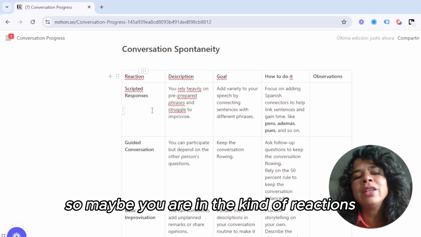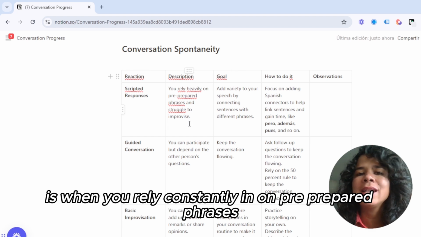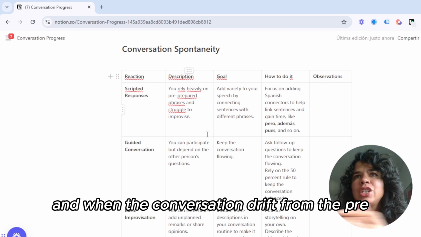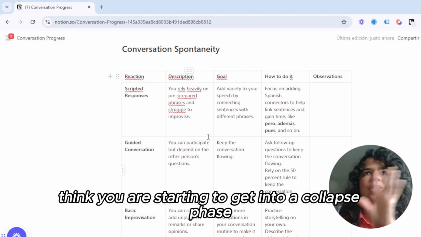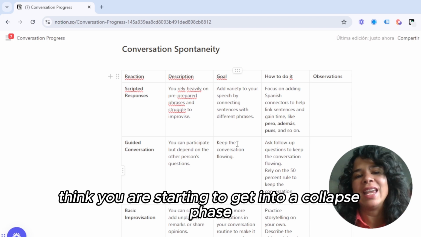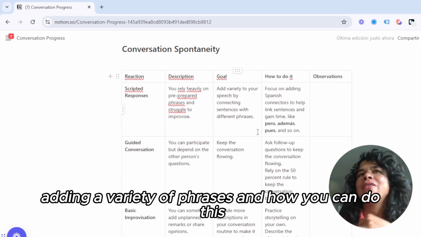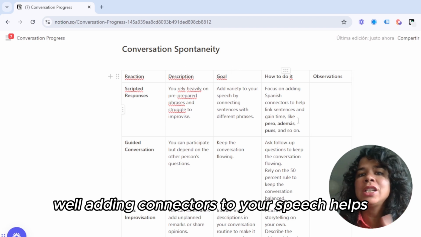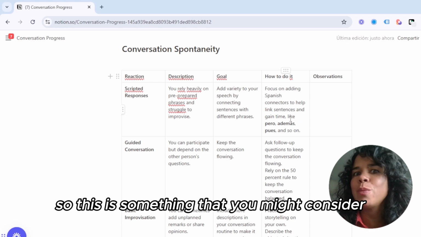So maybe you are in the kind of reaction I call scripted responses. It's when you rely constantly on pre-prepared phrases, so you struggle a lot to improvise. And when the conversation drifts from the prepared response, then you start to get into a collapse phase, right? So what is your goal here? Different phrases, adding a variety of phrases. And how can you do this? Well, adding connectors to your speech helps you link phrases one to the other, right? So this is something that you might consider.